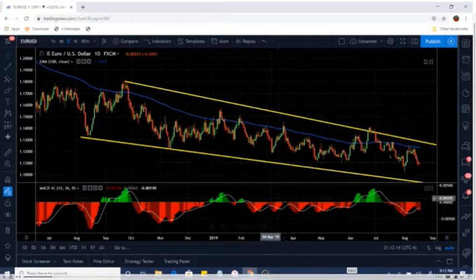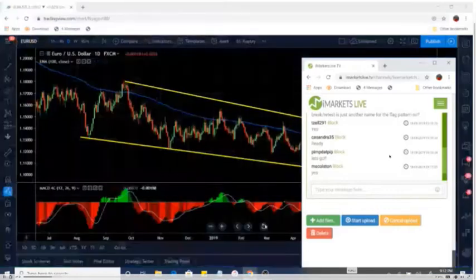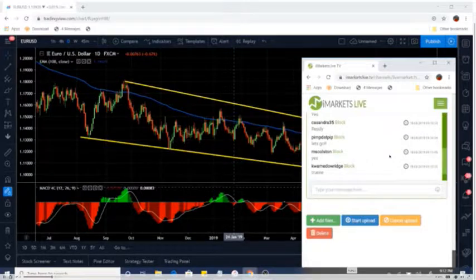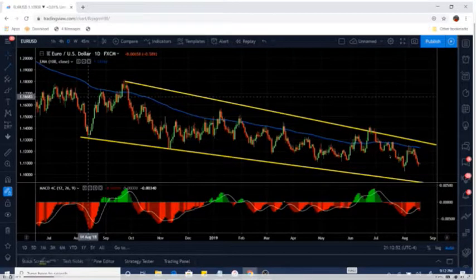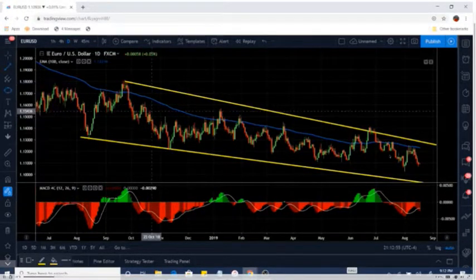Does anybody know why you should wait for the retest? Anybody want to take a wild guess? We're taking it back to the basics, and you're going to see this throughout the entire evening while we're looking at all our trades. Does anybody know the real importance of waiting for a retest? Confirmation, right? It confirms that we're moving in that direction.